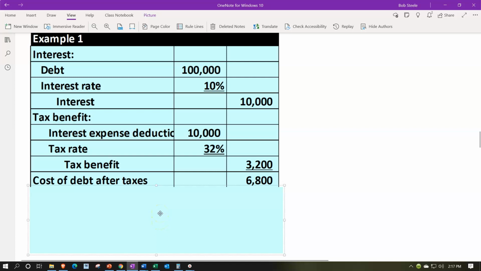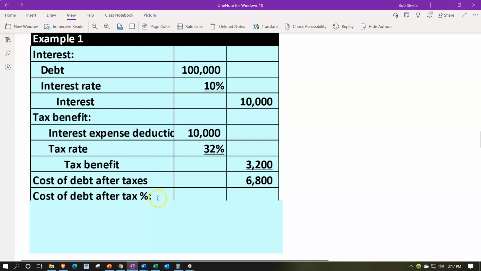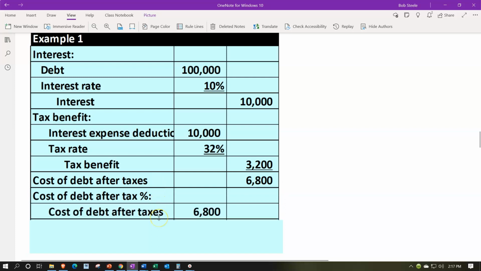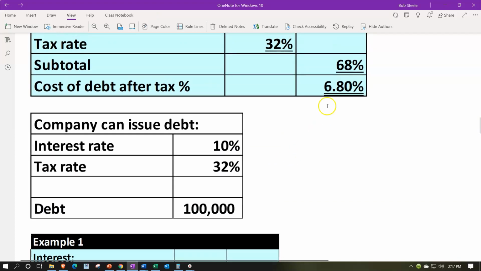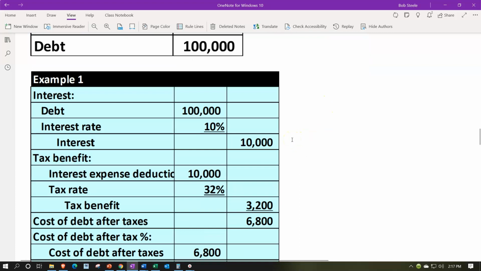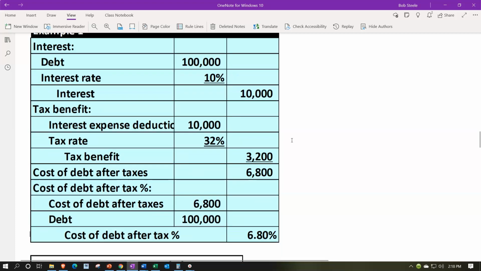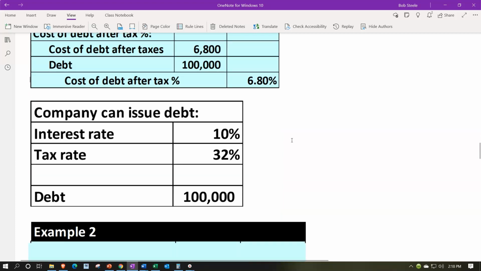But what is it in terms of a percent? In terms of a percent, we would just take that cost of the debt after taxes, the 6,800, and compare it to the debt itself, the 100,000. 6.8 divided by 100 is going to give us that 6.8% again. This is worth doing. I think it's easier, it gives you more information, or it's more intuitive, although longer. You want to memorize the formula, however, for practice problems and just to make things easier.